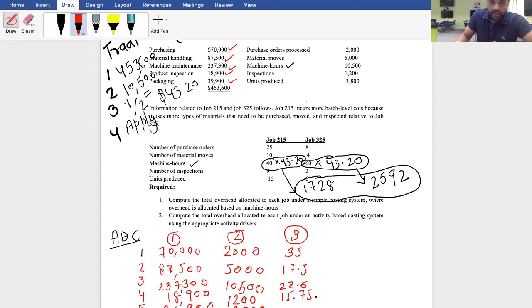Next is 39,900 divided by 3,800, which is 10.5, right? So here are the predetermined overhead rates using activity-based costing. Now we're going to apply in our step four. Of course, we have two different jobs, right?